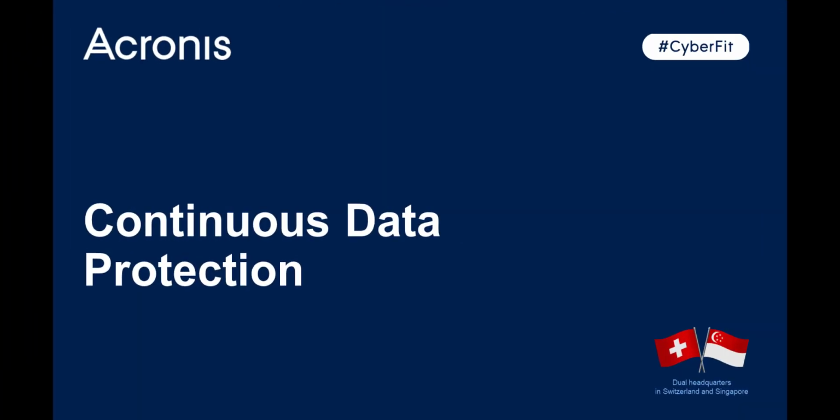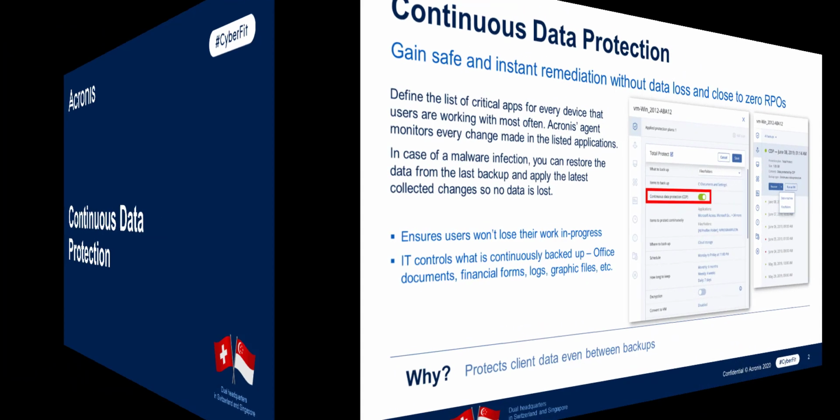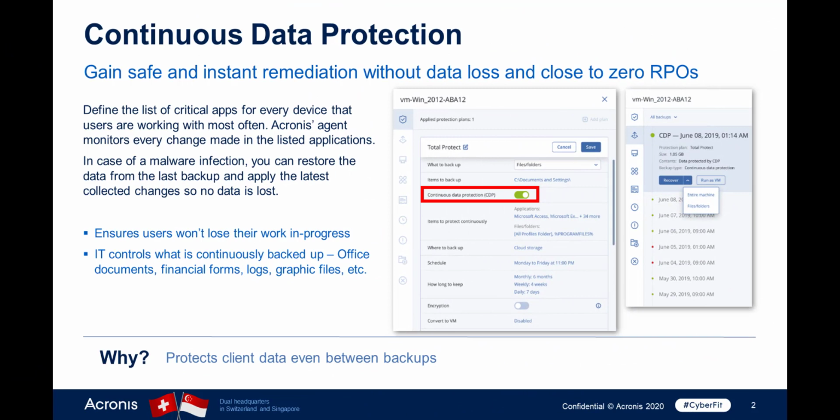In this demo, we'll have a look at the sophisticated continuous data protection capabilities of the Acronis Cyber Protect Cloud. So let's get started. Continuous data protection is a truly innovative feature from Acronis that allows you to seamlessly backup even minor changes of selected data between scheduled backups on a continuous basis. This allows you to significantly reduce the number of full and incremental backups required to protect a customer's machine, and as a result, to dramatically decrease the server load.